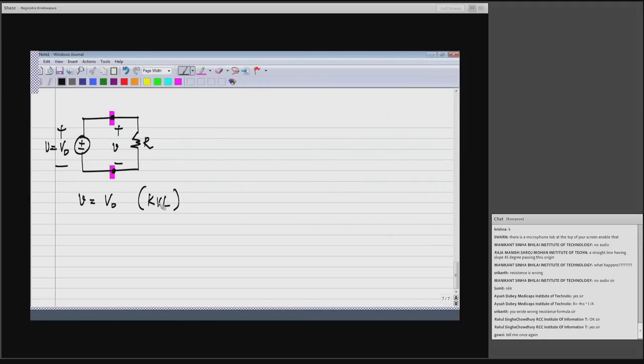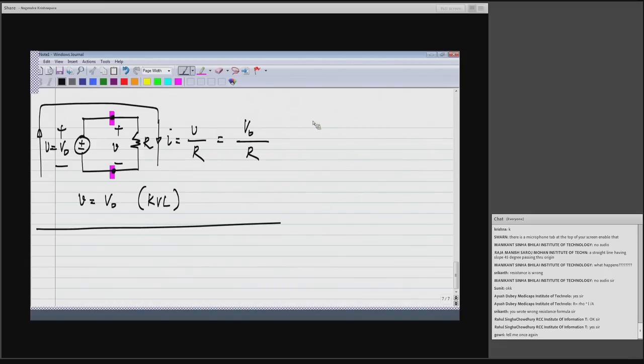Now, because voltage V0 is applied across the resistor, a current I, which is V by R, which is V0 divided by R, will flow through the resistor. Okay. And that, of course, has to come from the voltage source. So the voltage source will supply a current of V0 by R.